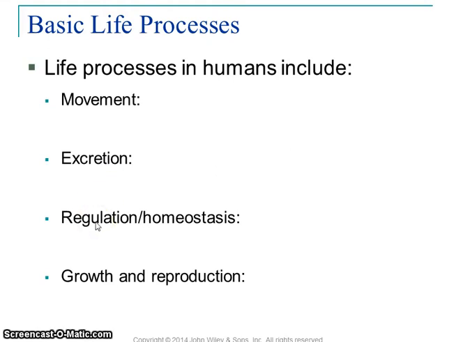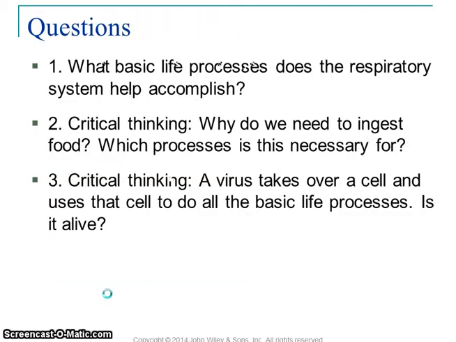Regulation, homeostasis. We're going to get really into this next. But basically you have to keep all the variables inside your body within acceptable ranges. You have to keep a normal body temperature, normal pH. And then growth and reproduction. Undergoing cellular division, getting larger. Making sex cells, reproducing sexually or asexually. Next, more questions. These are all critical thinking questions.